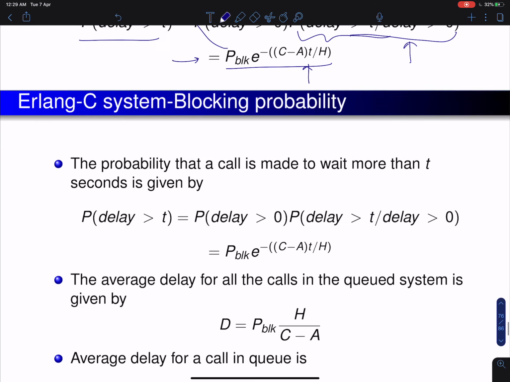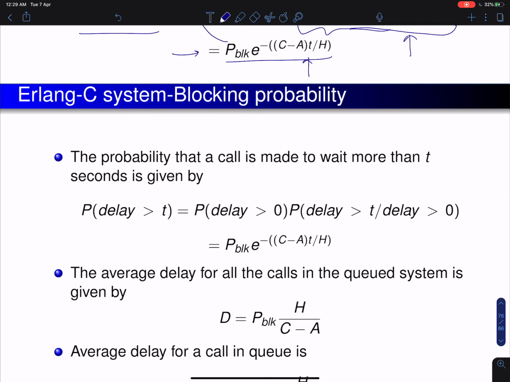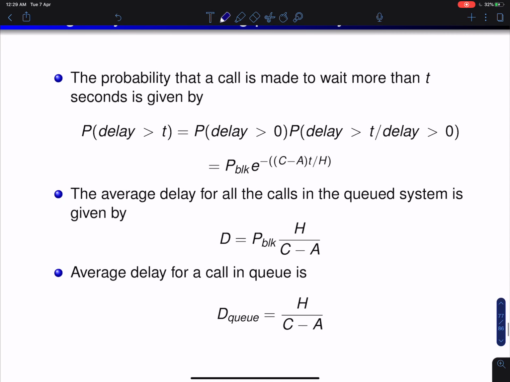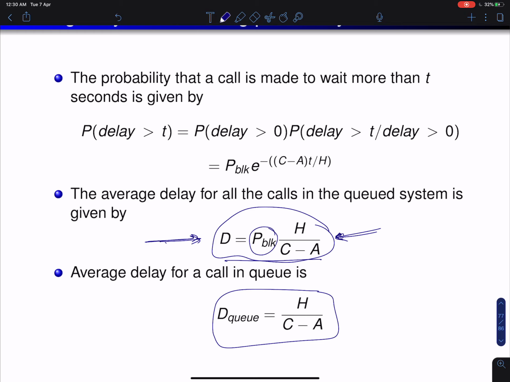Similarly, the important parameter in an Erlang C system is the average delay for the calls in the queued system. Any call that will experience a delay of a certain amount, because we said all the calls which cannot be served instantly, we don't block them, instead we put them in a queue. So what is the average delay that each call experiences? That's given by this expression. And the delay for a call in a queue, again, this is pretty intuitive. I'm not spending much time on this because I'm not going to get involved with this. For the sake of completeness, I've just discussed this.